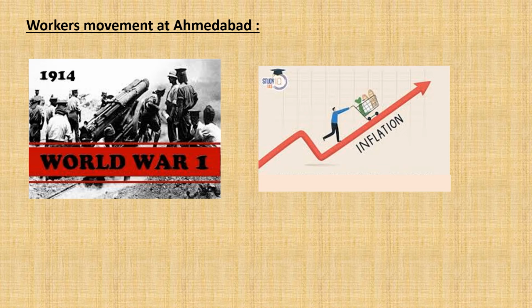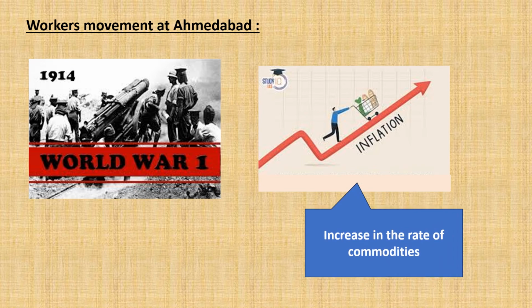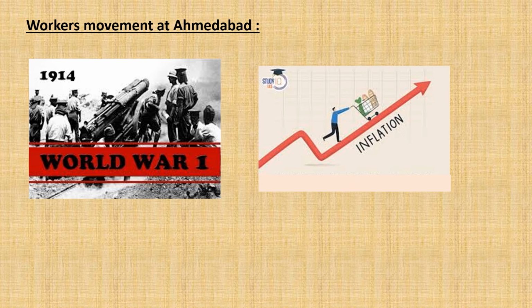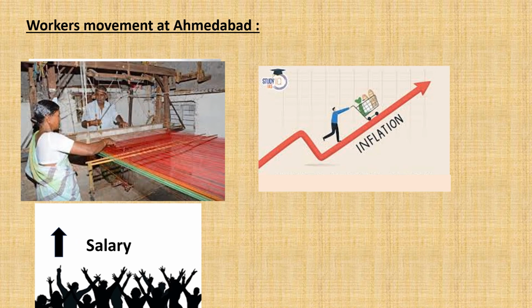The workers' movement at Ahmedabad. Now, during the First World War, there was an inflation. Inflation meaning an increase in the rate of commodities, an increase in the prices of all the daily necessities like oil, salt, sugar, all these basic food items. The price had gone high during the First World War, and it was during this time of difficulty that the mill workers in Ahmedabad had demanded for a rise in their salary.